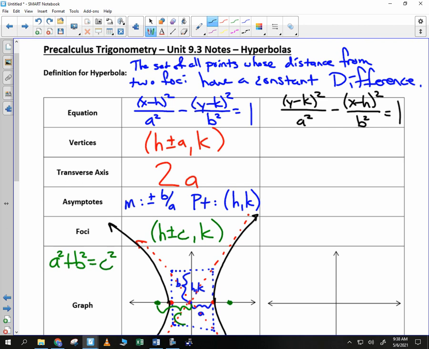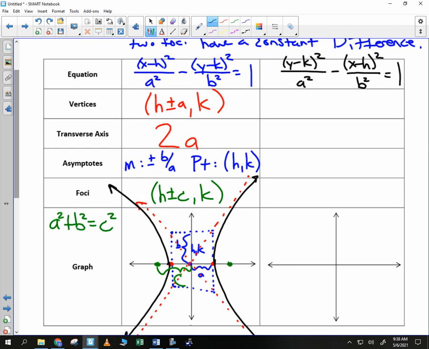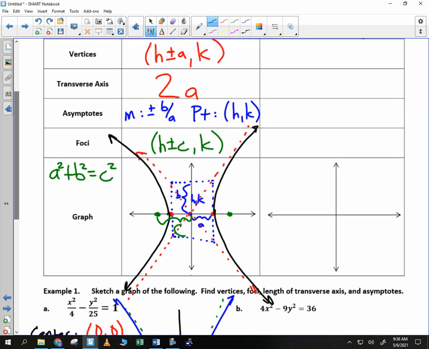So in this situation, now A is under Y. That really doesn't matter what A and B are. What matters is that Y is positive. See that? Okay. So the vertices, again, as we graph this, we're going to put the center at (h, k).